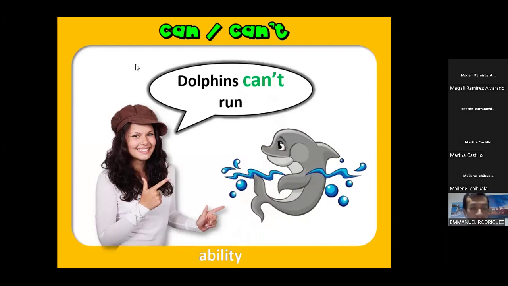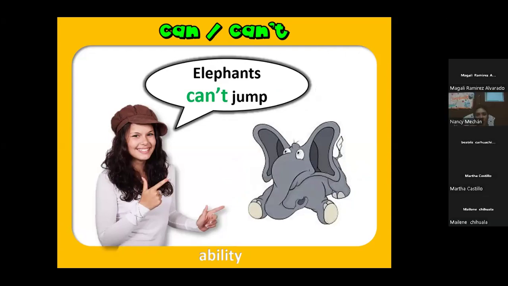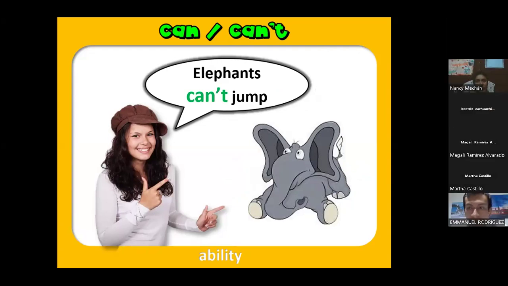Magali Ramirez. Good evening, Professor. Good evening. You say me the sentence. Dolphins can't run. Okay, very good. Thank you. Next slide. I need a volunteer to read the sentence. Okay, Nancy Mechan. Elephants can't jump. Okay, very good, thank you.